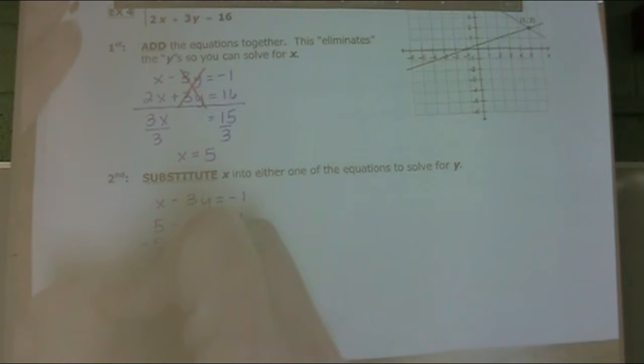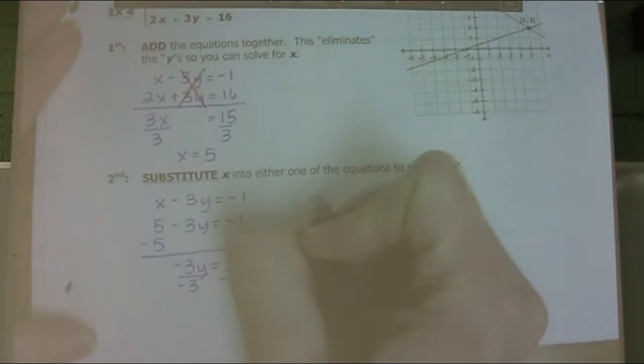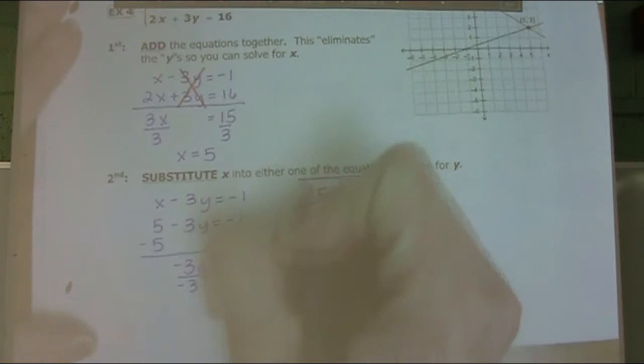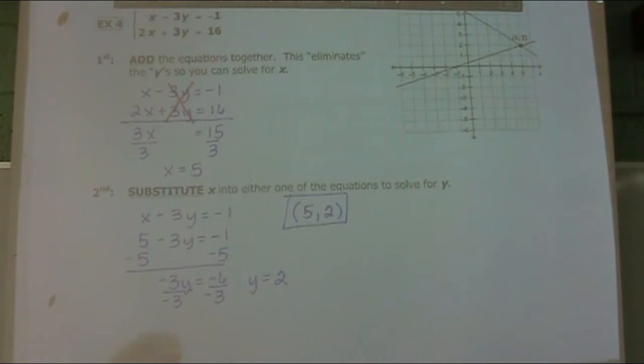I'm going to subtract 5 from both sides. I have negative 3y equals negative 6. Divide both sides by negative 3. And that gives me y equals positive 2. So my solution is (5, 2). And we can see from the drawing at the right that the point of intersection is in fact (5, 2). Now, here's the issue. Not all systems of equations are set up so nicely for us.